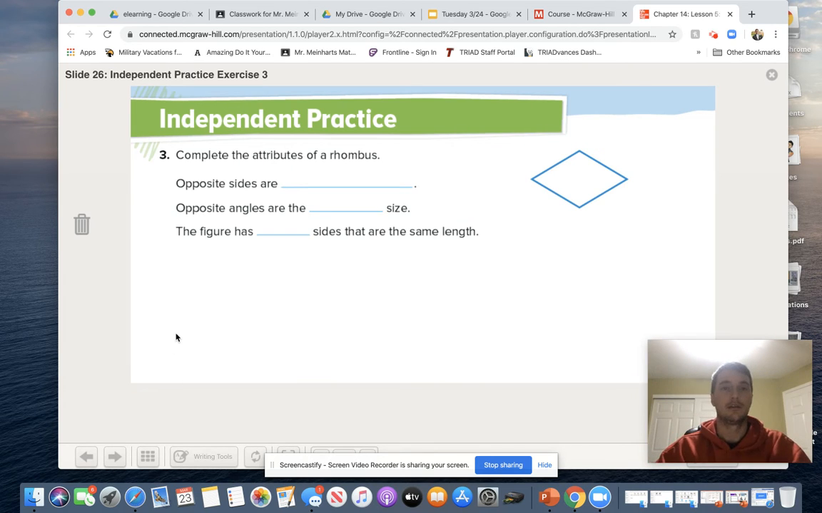All right. So complete the attributes of a rhombus. It has a rhombus right there for you, right? So I want you guys to complete the attributes of a rhombus. Opposite sides are, opposite angles are, the figure has.